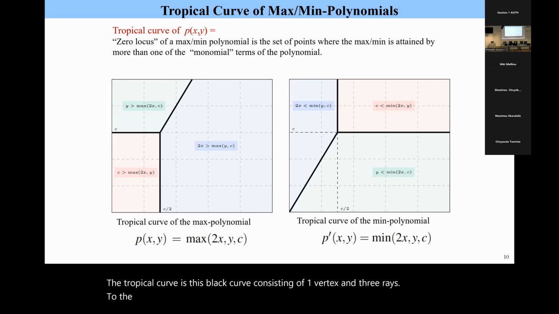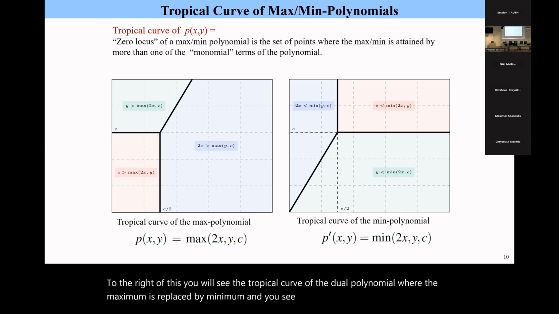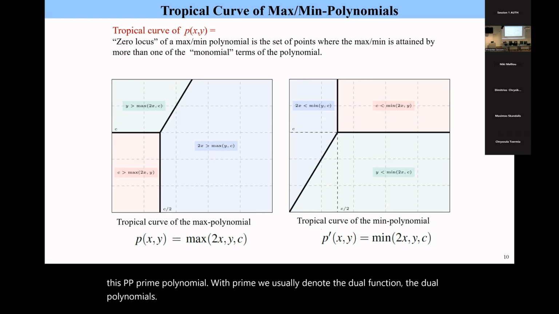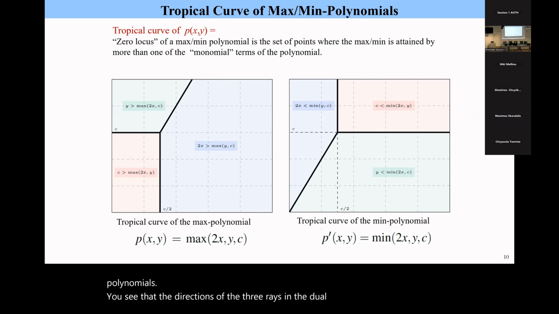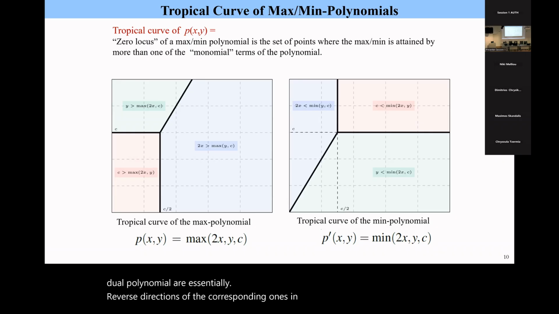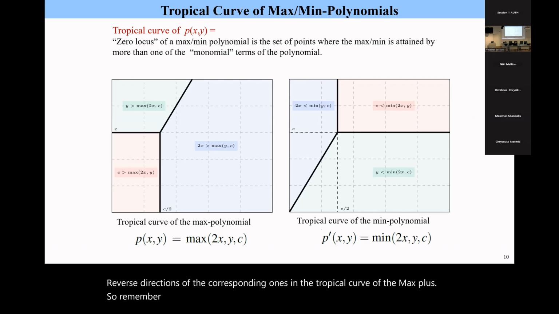To the right of this, you see the tropical curve of the dual polynomial, where the maximum is replaced by minimum. And you see that it also consists of one vertex and three rays, the tropical curve of this p prime polynomial. With prime, we usually denote the dual functions, the dual polynomials. You see that the directions of the three rays in the tropical curve of the dual polynomial are essentially reverse directions of the corresponding ones in the tropical curve of the max plus. So remember this: max plus polynomials, tropical curves.